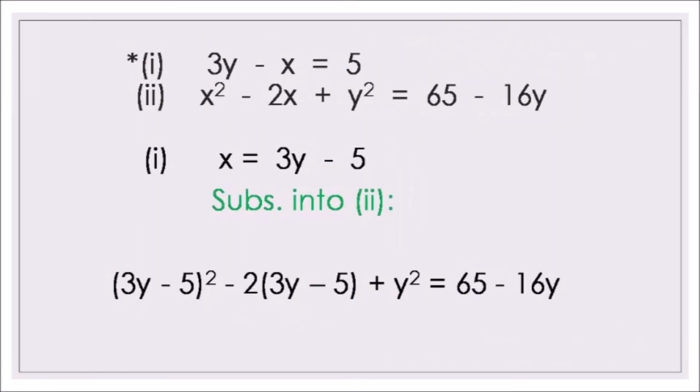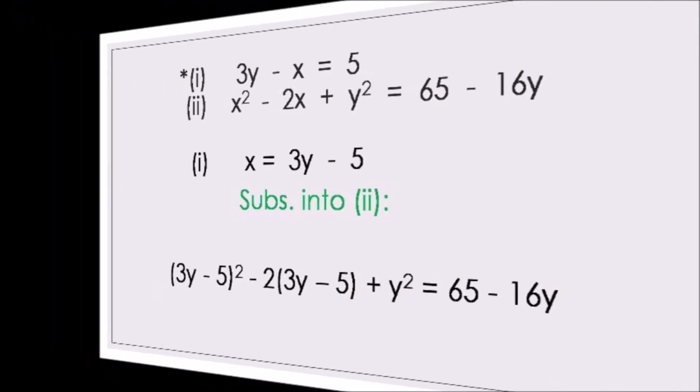So now we're substituting that value we got into equation 2. So where you see x, you would put 3y minus 5. So x squared, (3y minus 5) squared, and then minus 2 in parentheses, 3y minus 5, plus y squared is equal to 65 minus 16y. So all you did was replace x, where you saw x, with 3y minus 5.